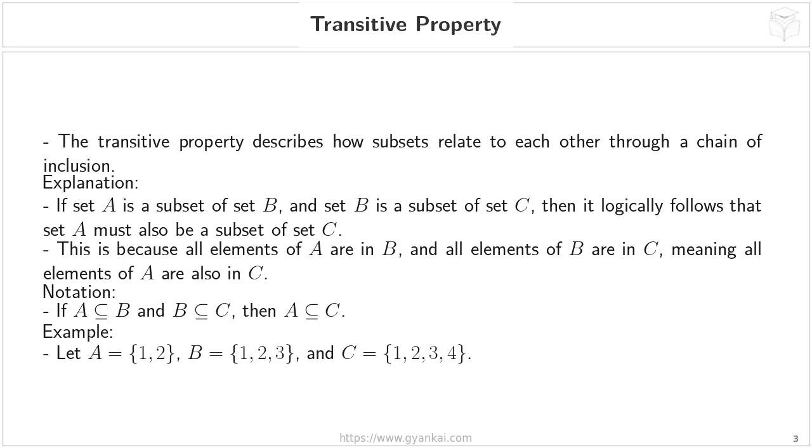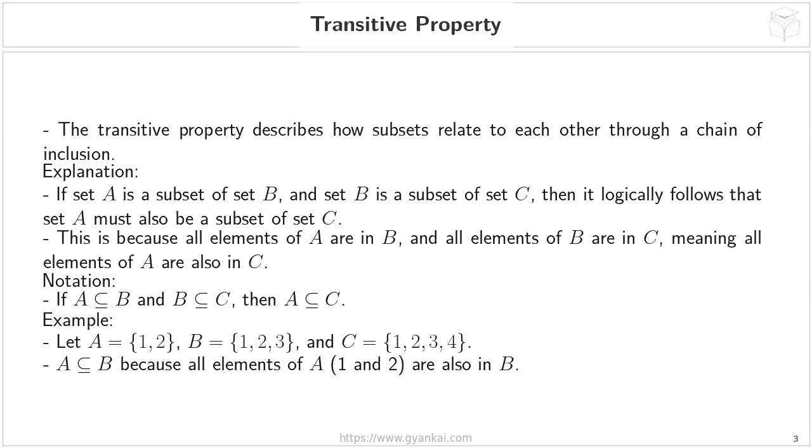Let's look at the example to make it really clear. We have three sets, A, B, and C. A is defined as the set containing the numbers 1 and 2. B is the set containing 1, 2, and 3. And C contains 1, 2, 3, and 4. The slide tells us A is a subset of B because all elements of A, 1 and 2, are also in B. That's correct. Everything in A is also found in B.